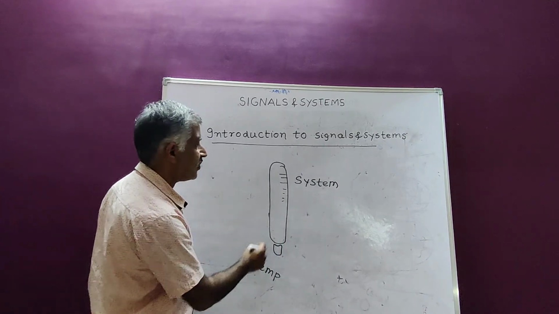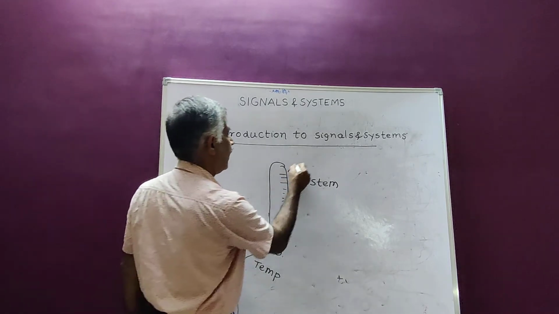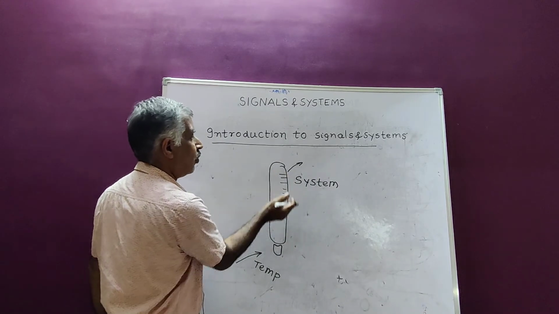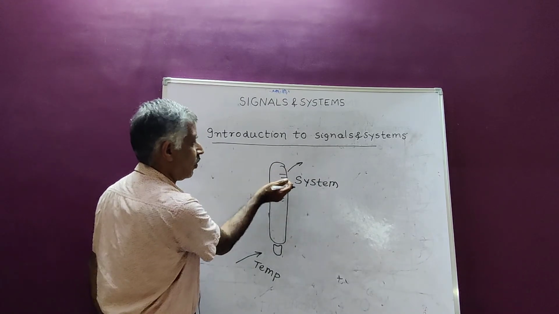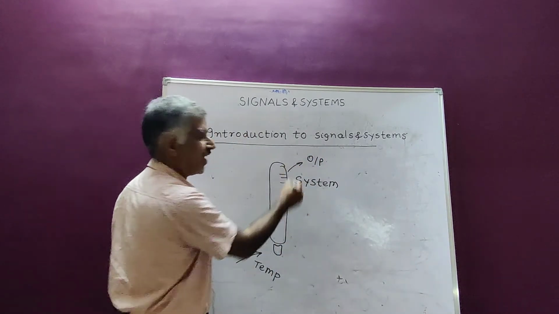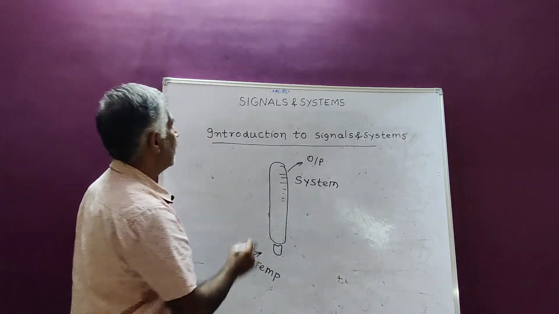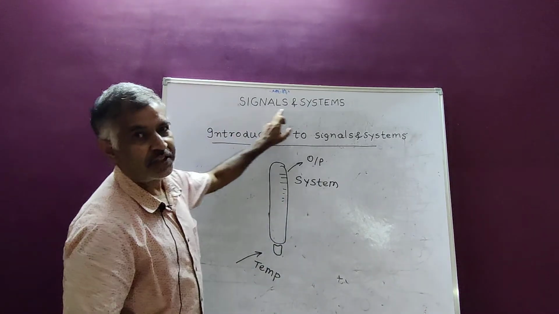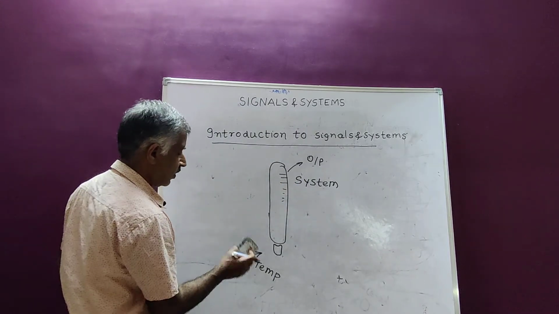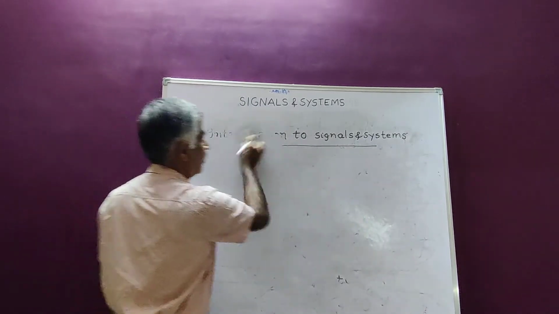So here temperature is considered the input signal, and the change in the level of the mercury column is considered the output. As you know, it is calibrated in terms of Celsius. So this is another example I wanted to take for signals and systems. In this class I took these two examples. Now I will come to signals.